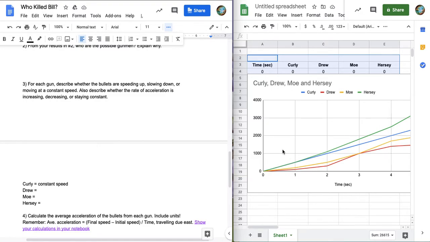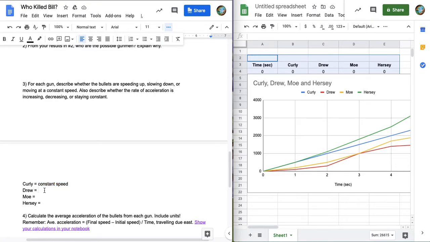Now why? If you look at the graph, the blue line is a straight line. And we said that in a position versus time graph, if we have a straight line, that means that the object's moving at a constant speed. You guys could go back in your notes and check that.